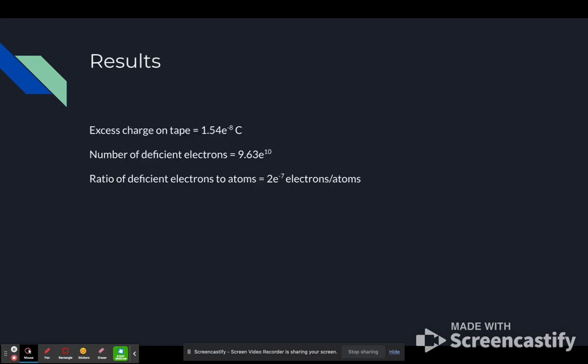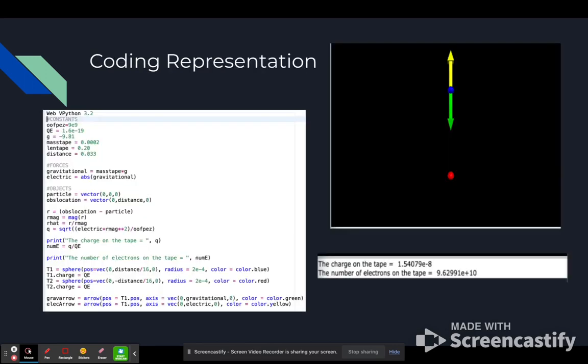electrons per atom. So here are the results again. Excess charge on tape is 1.54 times 10 to the negative 8th. Number of deficient electrons is 9.63 times 10 to the 10th. And the ratio of deficient electrons to atoms is 2.2 times 10 to the negative 7 electrons over atoms. So here's my coding representation. You can see that I plugged in the constants and then was able to determine the charge on the tape and the number of electrons on the tape.